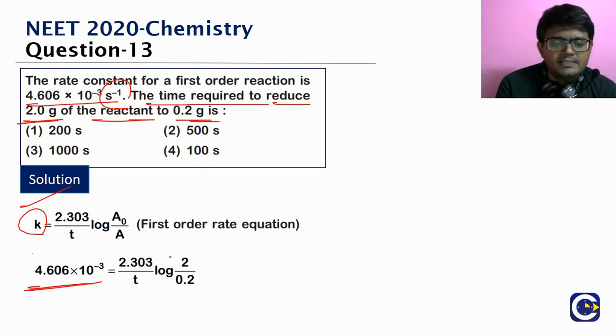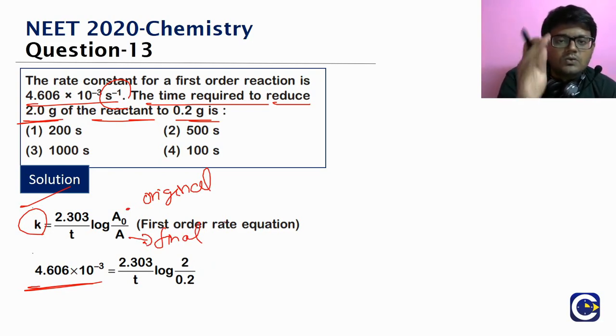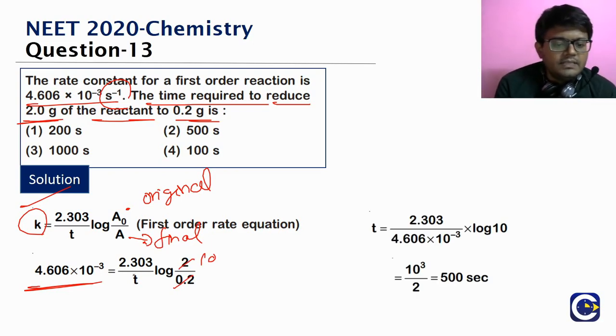4.606 in 10 power minus 3 is equal to what? 2.303 by T into log A naught. A naught is the original or initial concentration, and A is the final concentration. The original concentration is 2 grams, divided by the final concentration, which is 0.2. So 2 by 0.2, what is that? It is 10.